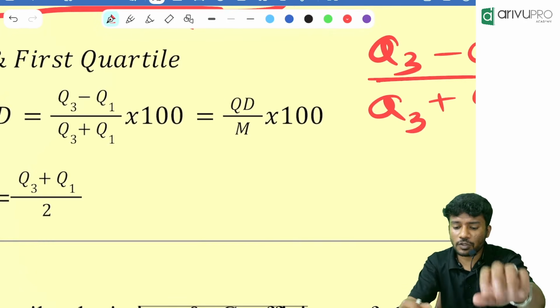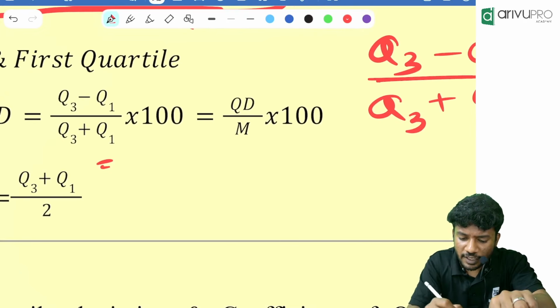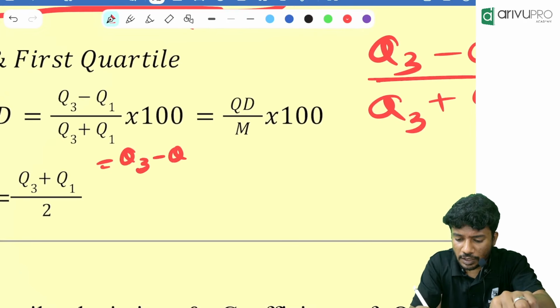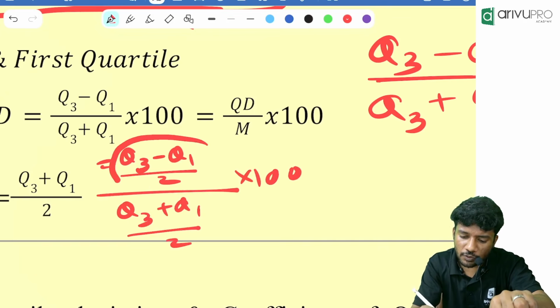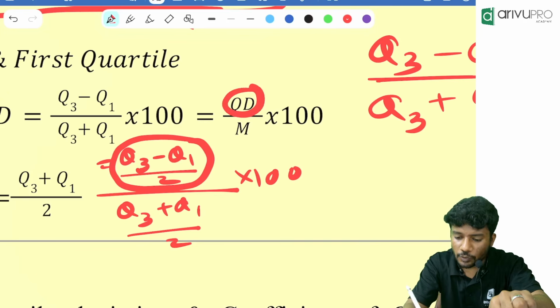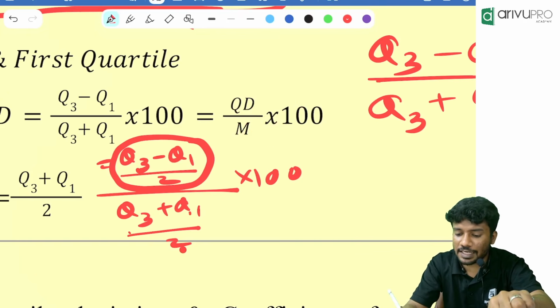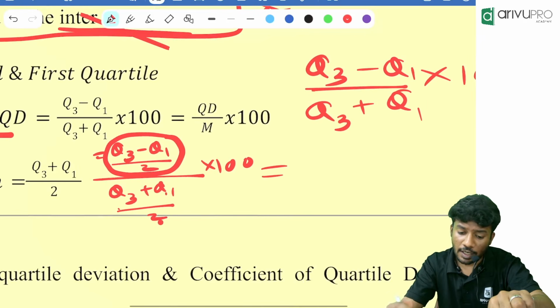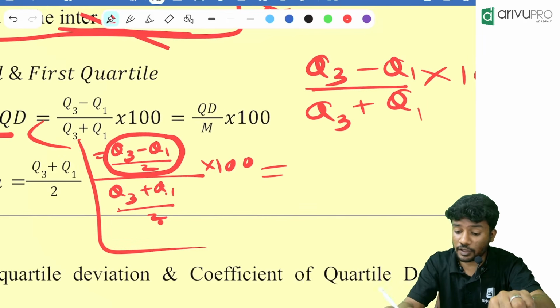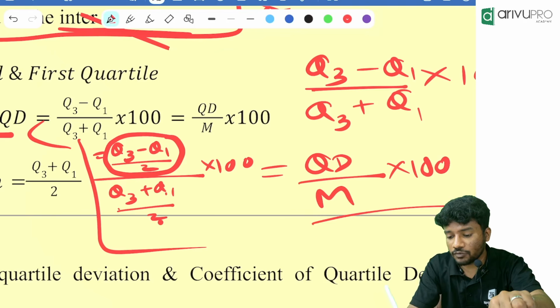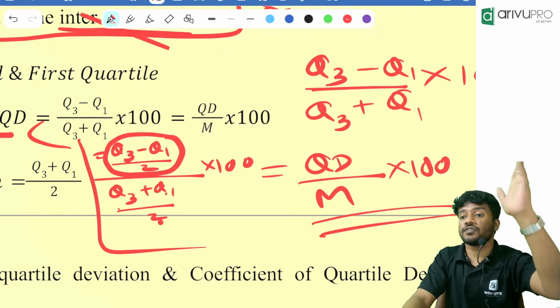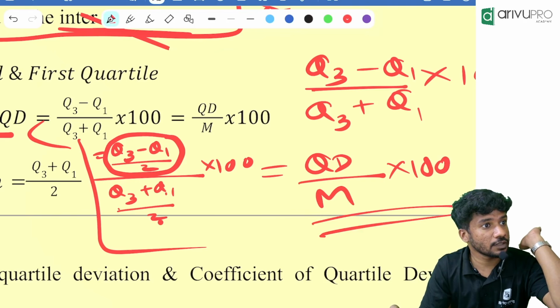Now, I will make a small change over here. People, if I divide numerator and denominator by 2, Q3 minus Q1 divided by 2, divided by Q3 plus Q1 divided by 2, into 100. Q3 minus Q1 divided by 2 is nothing but QD. Q3 plus Q1 divided by 2 is what? Median. So in general, I can say there is another formula for the coefficient of quartile deviation: QD divided by median, into 100. We will use this again in the future. Okay.